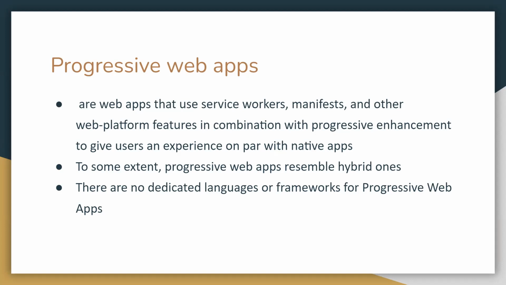To some extent, progressive web apps resemble the hybrid application. The difference is that hybrid applications actually interact with your system because they have a native application behind them. The good thing about progressive web apps is they have no dedicated languages or framework to build. You can build with any language, but the application is going to work in the browser.